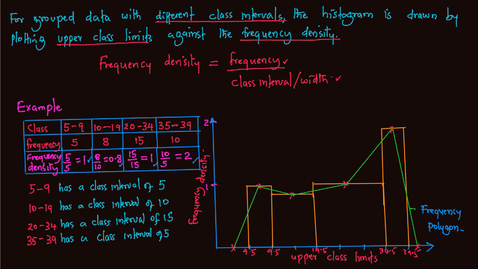So the bars 1, 2, 3, 4 represent the histogram for the data alongside, while the midpoints of each of the bars are joined using a straight line and then eventually joined to the x-axis to complete the frequency polygon.